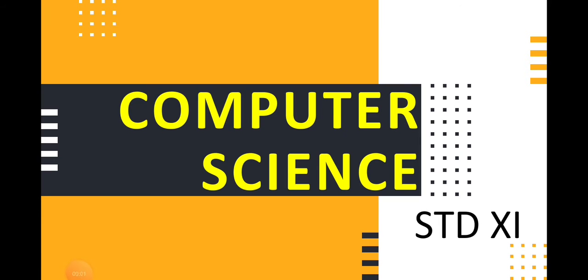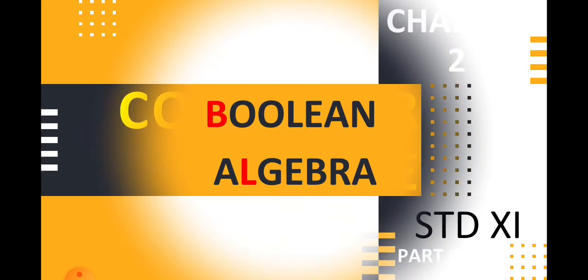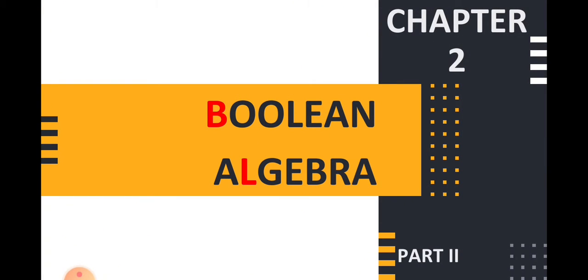Now in this video class we are going to discuss 11th standard computer science chapter 2, Boolean algebra part 2. In the previous video we discussed the XOR and the XNOR gates. This video is a continuation of the XNOR gate, and we also discuss some of the theorems of Boolean algebra.